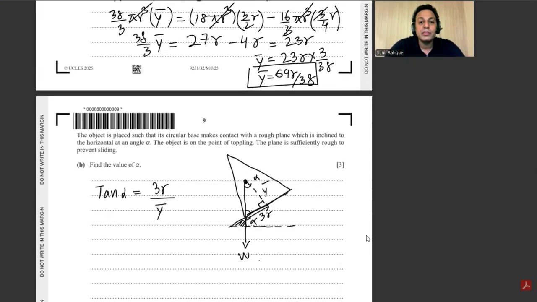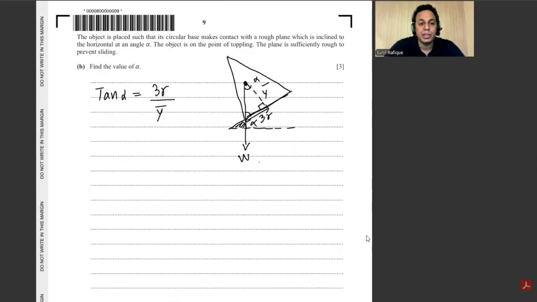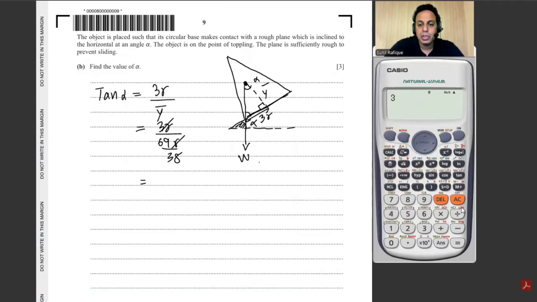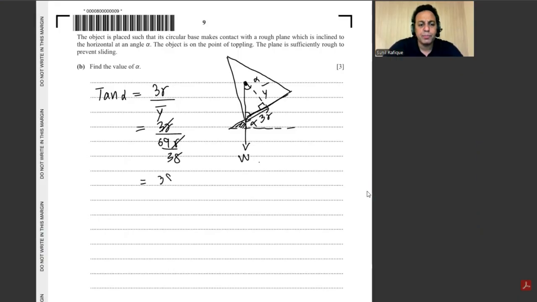And y bar is 69r over 38. So 3r over 69r divided by 38. The r's cancel, so this is just going to be 3 divided by 69 over 38. You can just multiply by 38. So that's going to be 38 over 23, tan alpha. And alpha is going to be tan inverse of 38 divided by 23.